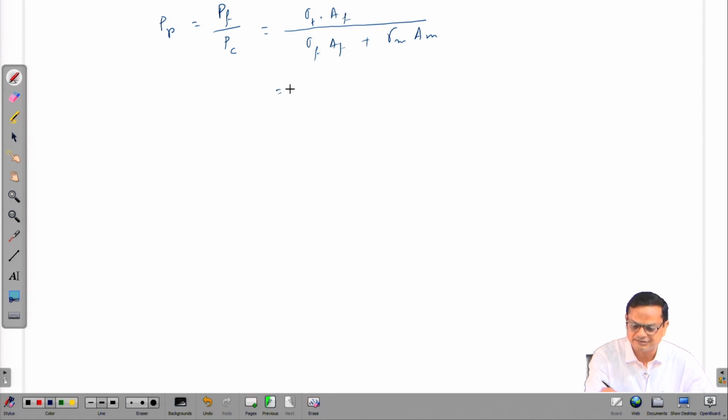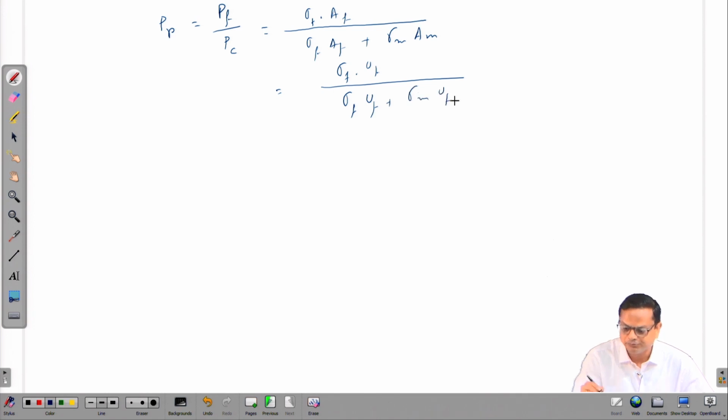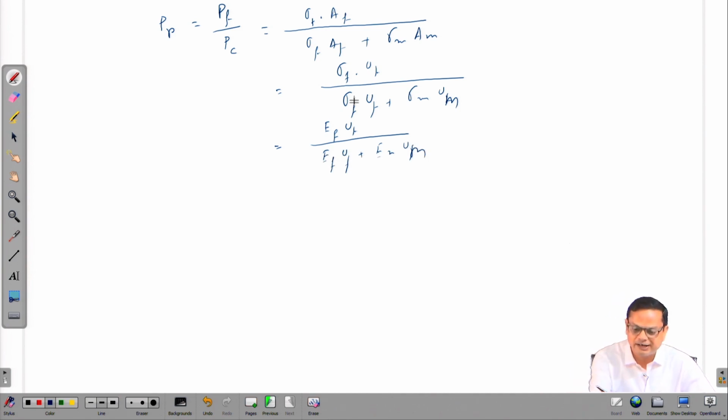So, you can write this as sigma f V f over sigma f V f plus sigma m V m. Okay. Now, that you can write like this as E f V f over E f V f plus E m V m, because you can actually divide that by the strain value and you can get E f. Okay. Now, let us consider E f over E m is equal to, let us say, E r.